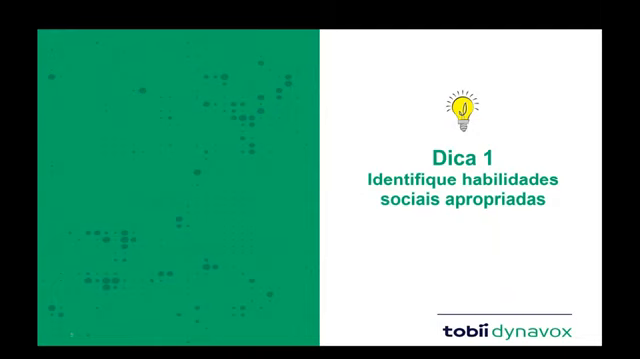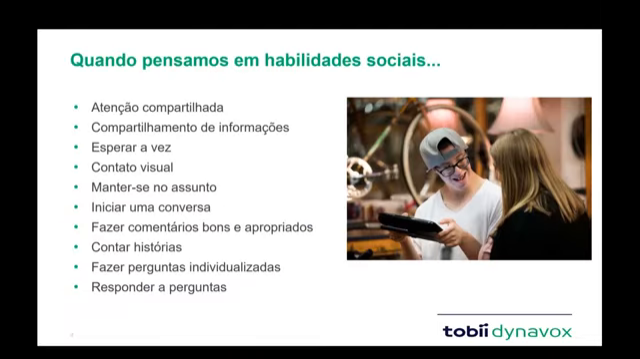So this list that I showed you in the previous slide, this is a great place to start because it gives you an idea of some of the areas that are important. These are the skills that people need to have in order to interact socially.